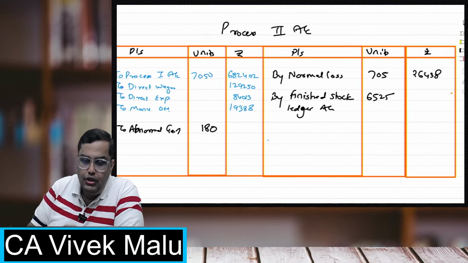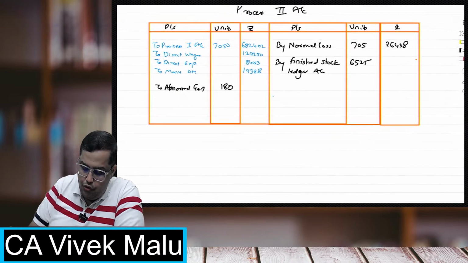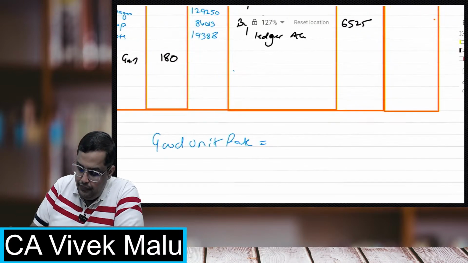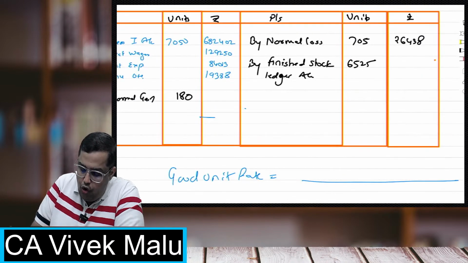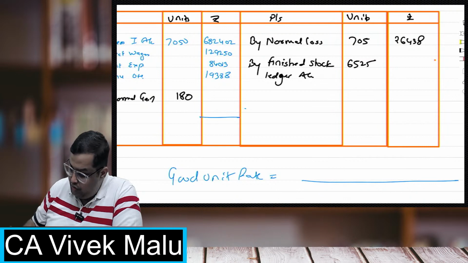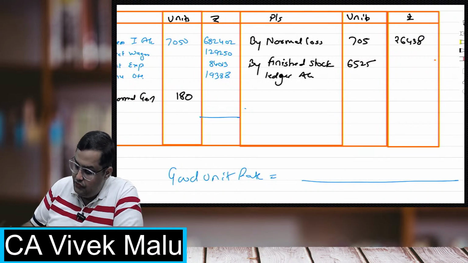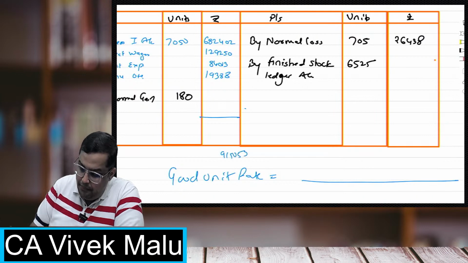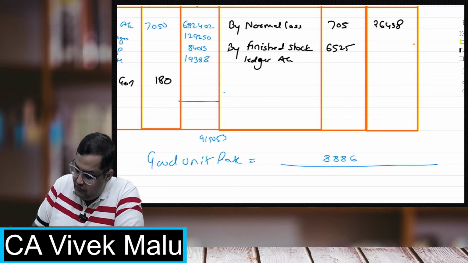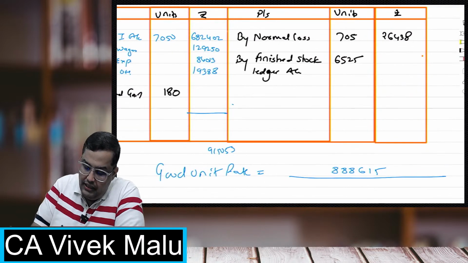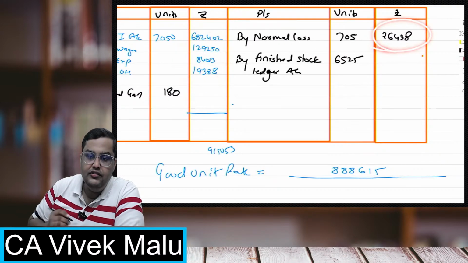Then I've got the total cost minus the normal loss. I've again used the good unit rate formula, the formula we all know. In the numerator, I want the total cost minus the normal loss. So 682,402 plus 129,250 plus 84,013 plus 193,888, that is 9,15,053, minus the normal loss of 26,438. In the numerator I am having 888,615. How have I got this? I have taken the total of all this and subtracted the scrap value of normal loss.